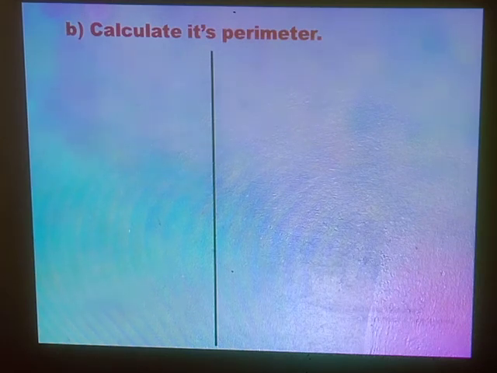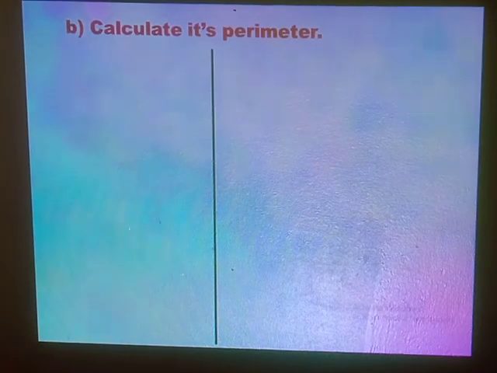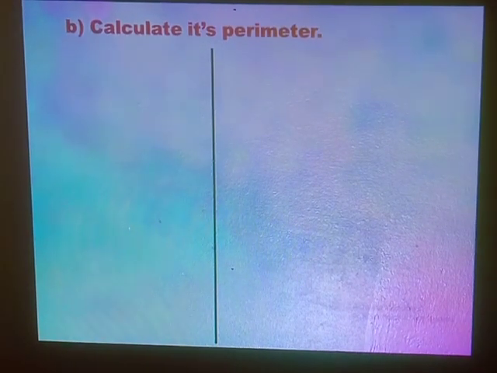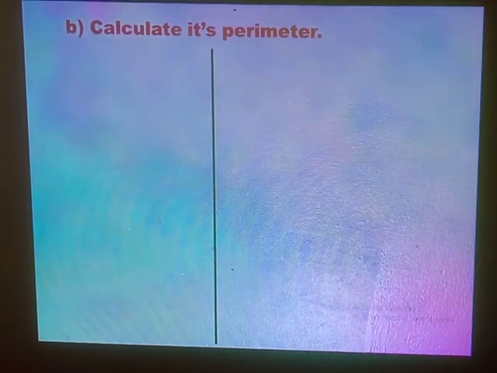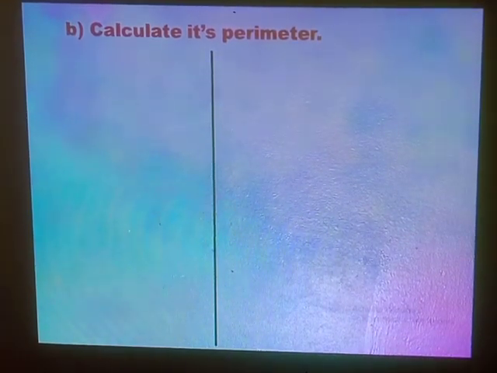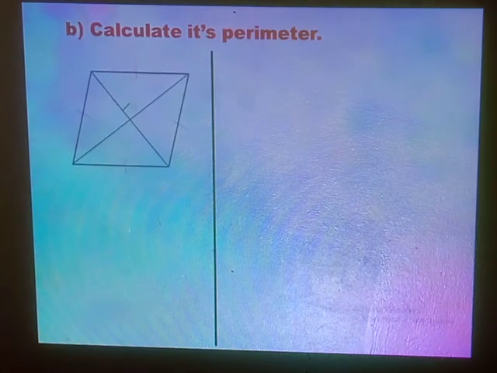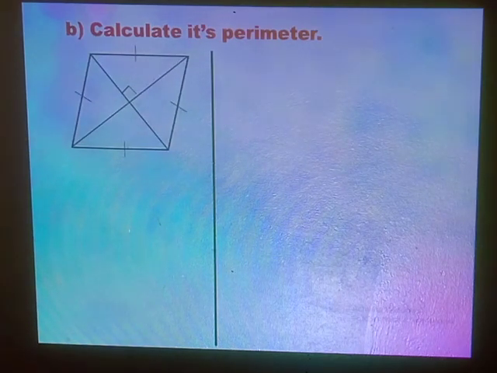We know diagonal 1, we also know diagonal 2. So it is very important for us to sketch this rhombus, and we see how we are going to get its perimeter. So that is our rhombus. Remember, one of the diagonals is 6 meters, the other is 8 meters. So we have to be very careful here. The longer diagonal is 8 meters, and the shorter diagonal is 6 meters.